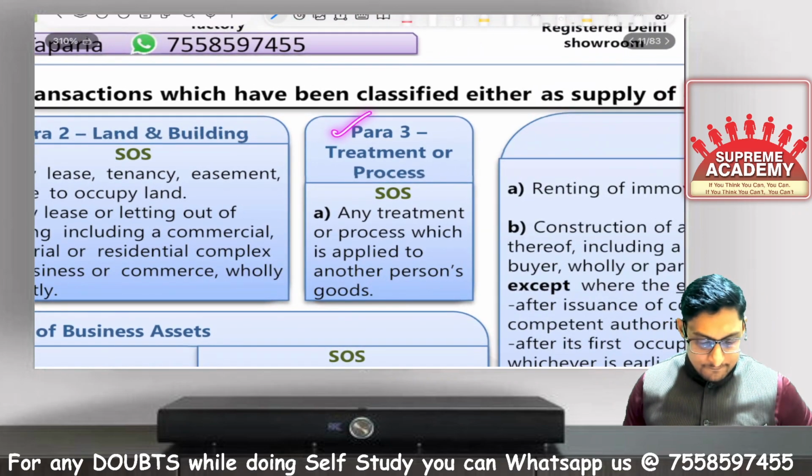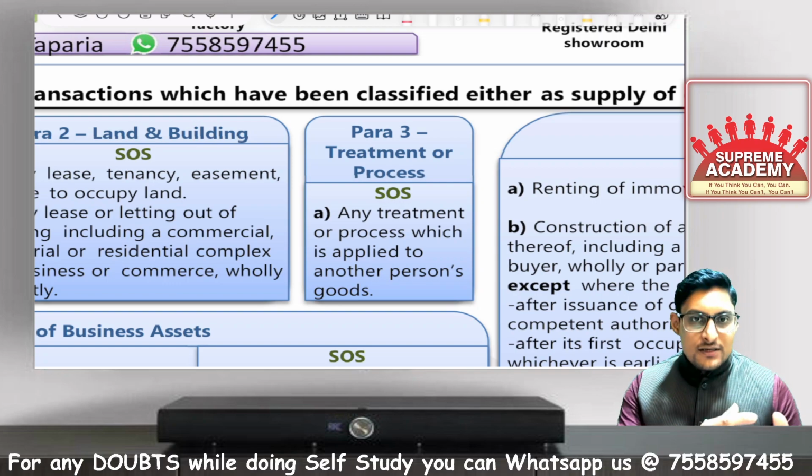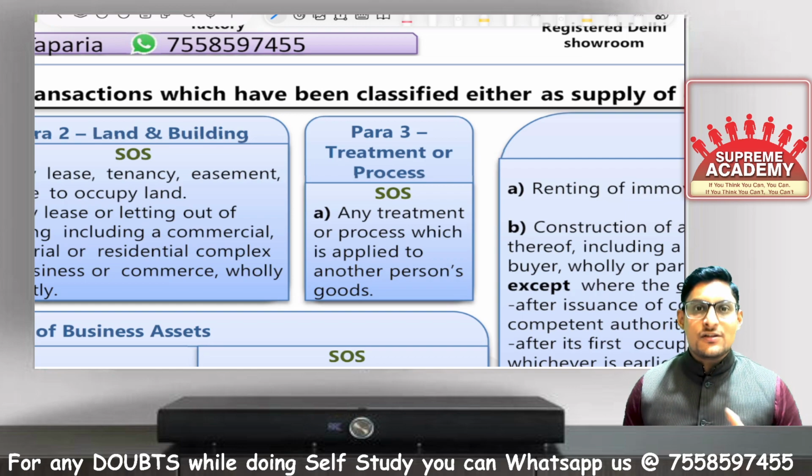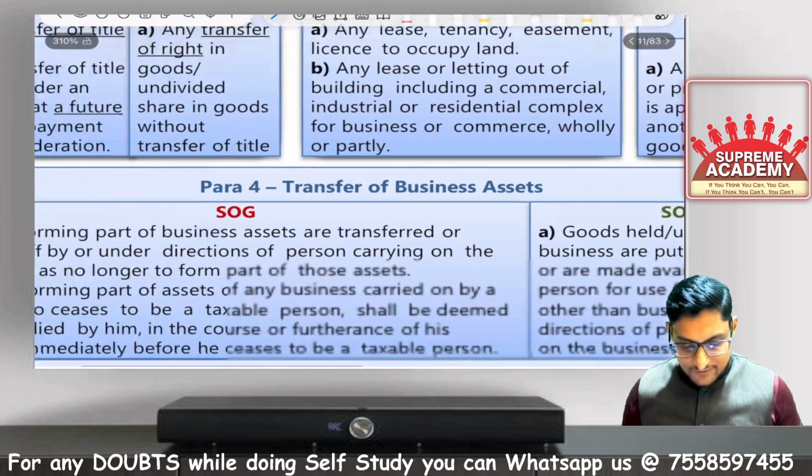Now, para 3, treatment or process. That is job work. Say for example, you are giving raw materials to a person, and in return that person is giving you finished goods. So what that person is doing is job work. So treatment or process is a type of service.